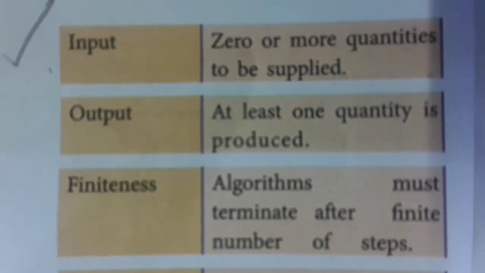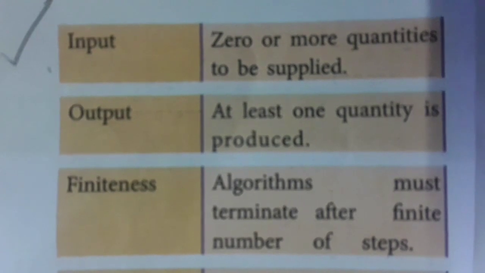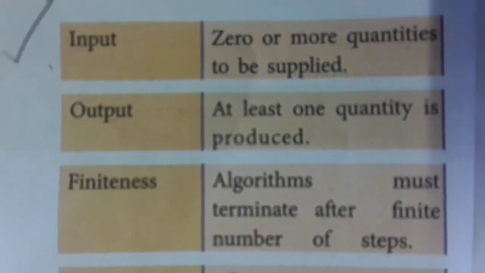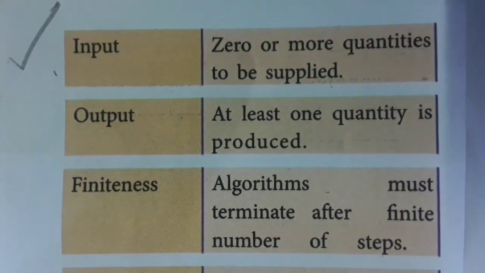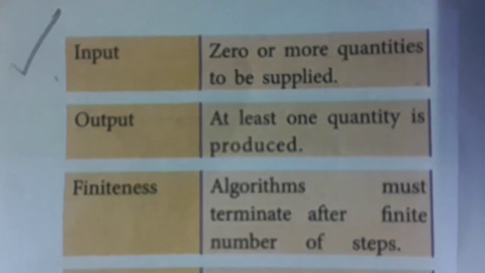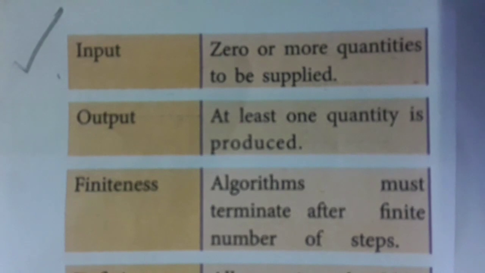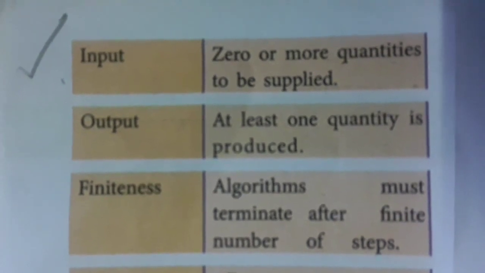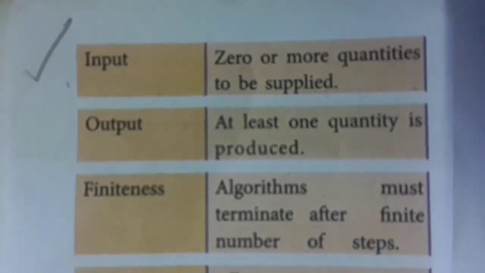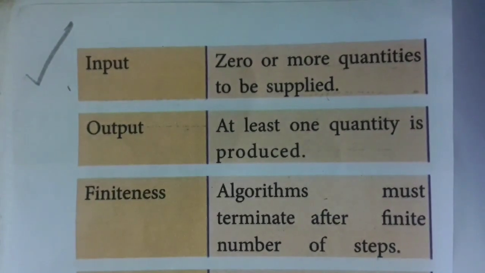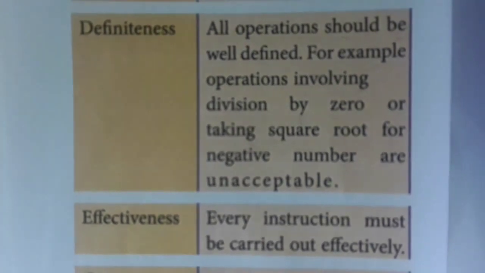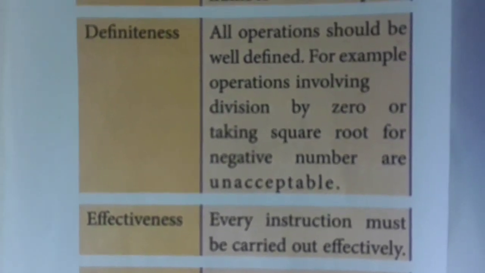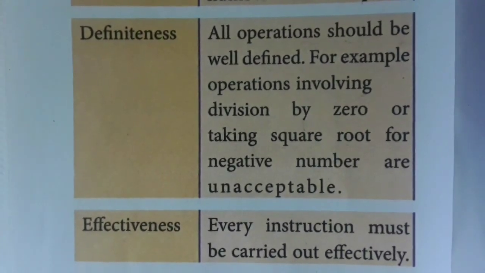First one is input. Zero or more quantities to be supplied. That is, more than one input can be given. Second one is output. At least one quantity is produced. However many values you give as input, we'll get one output. Then finiteness. It should be finite in number of steps. Then definiteness. What are the operations you are going to give? Everything should be properly defined.